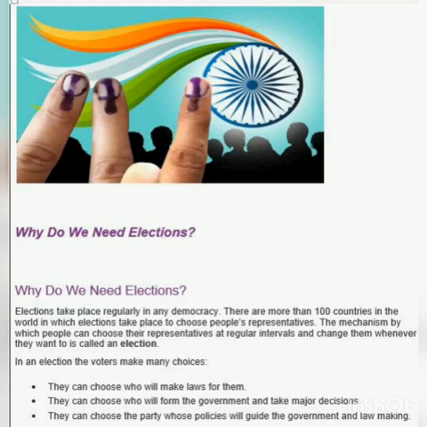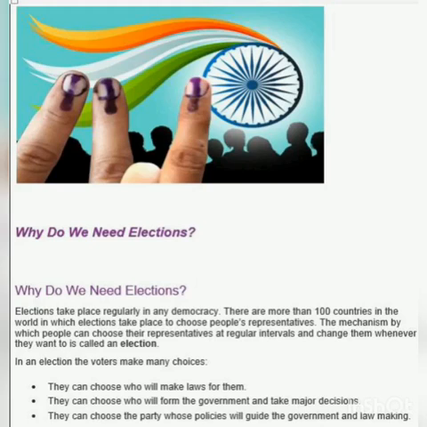Dear student, why do we need elections? Elections take place regularly in any democracy. There are more than 100 countries in the world in which elections take place to choose people's representatives. The mechanism by which people can choose their representatives at regular intervals and send them away whenever they want to is called an election. In an election, the voters make many choices.